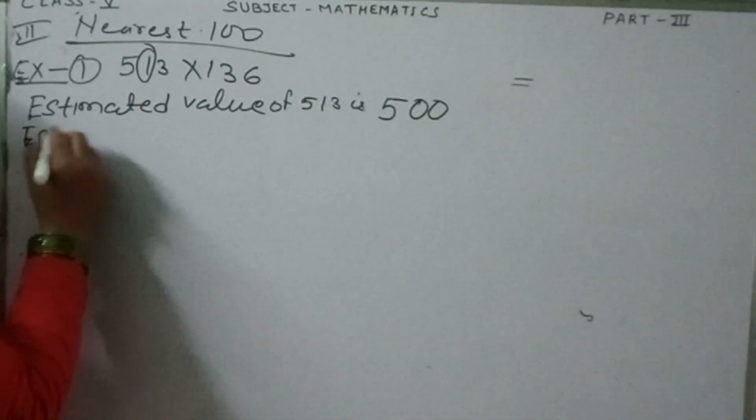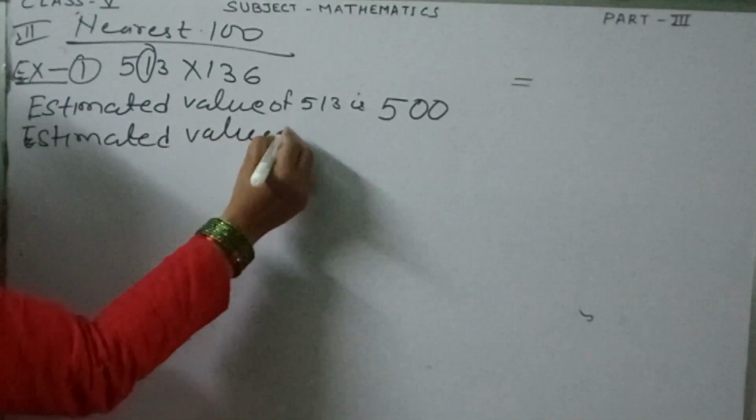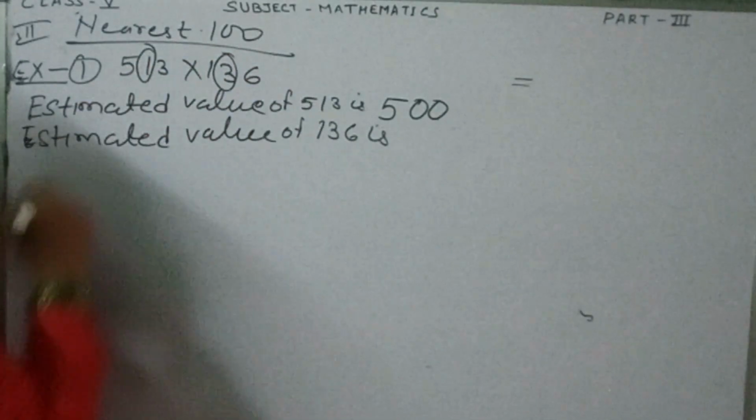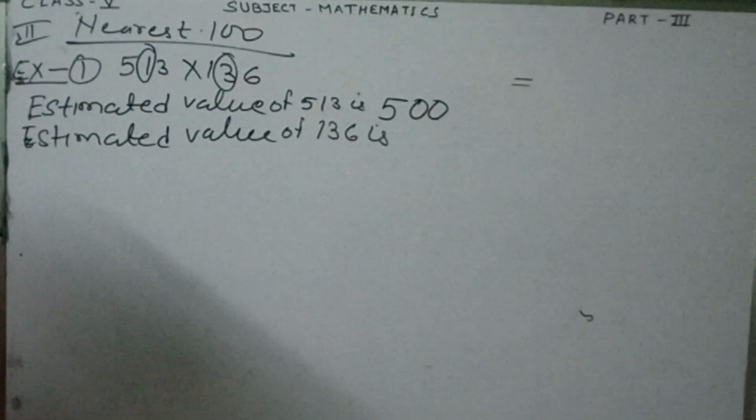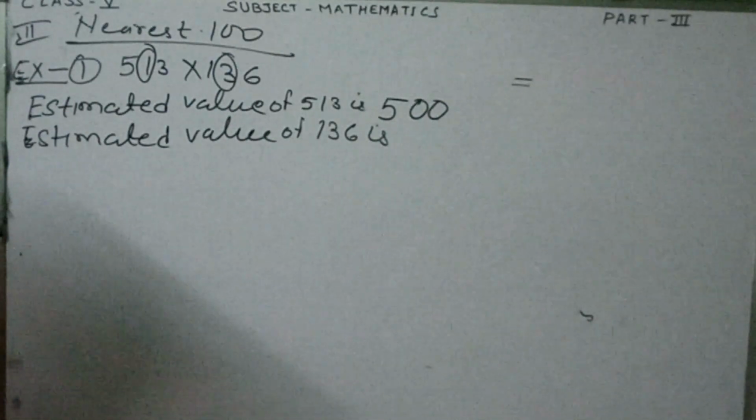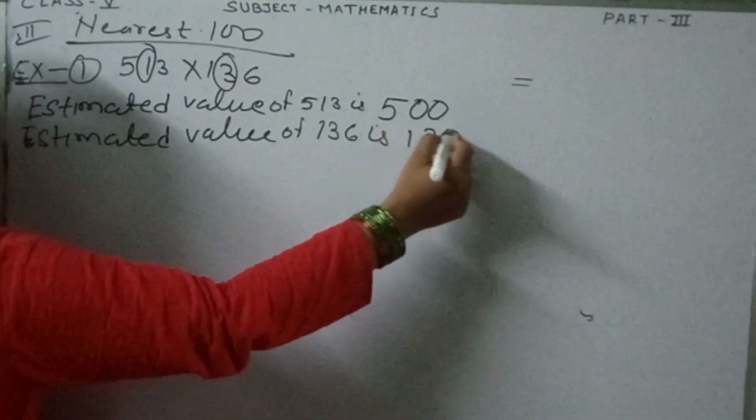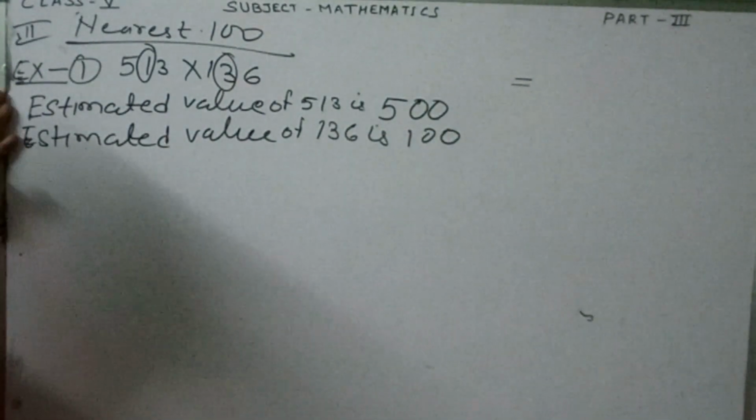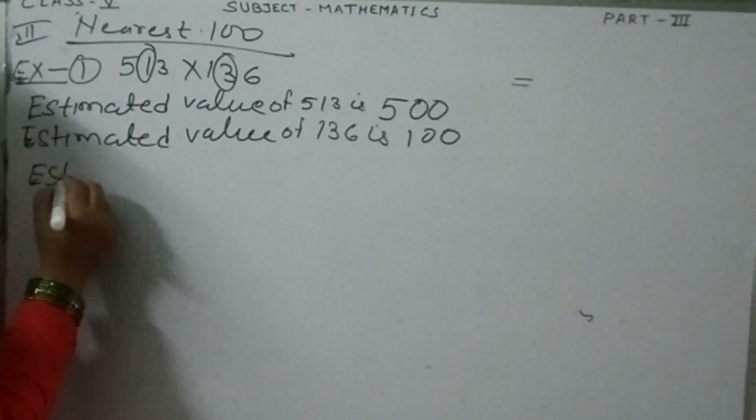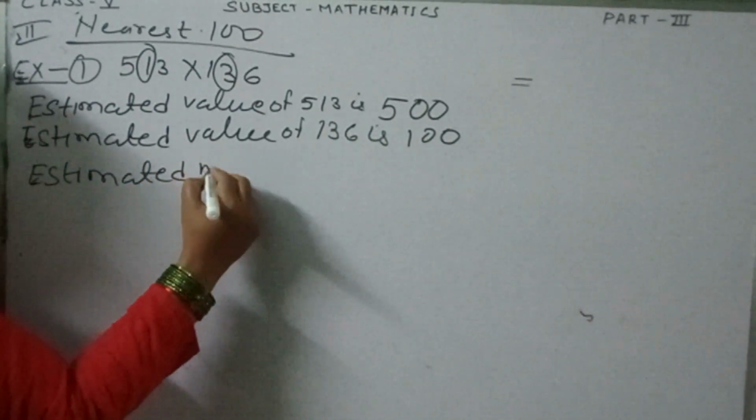Next, the estimated value of 136. Which digit do we check? The tens value, which is 3, and 3 is less than 5. So we write 1 and 0 0. Now this one is the first step. In the second step, we have to find the estimated multiplication.